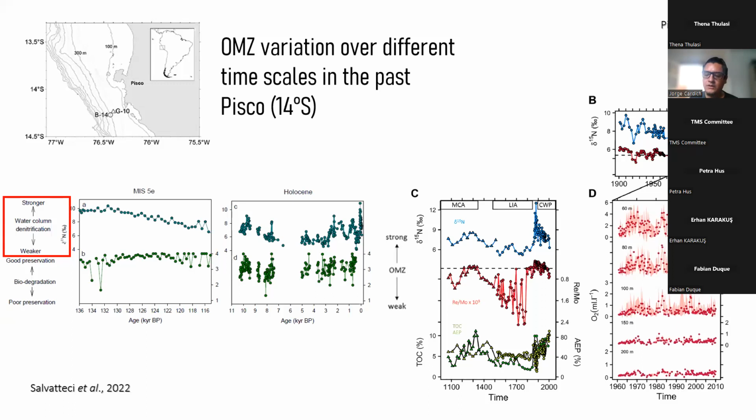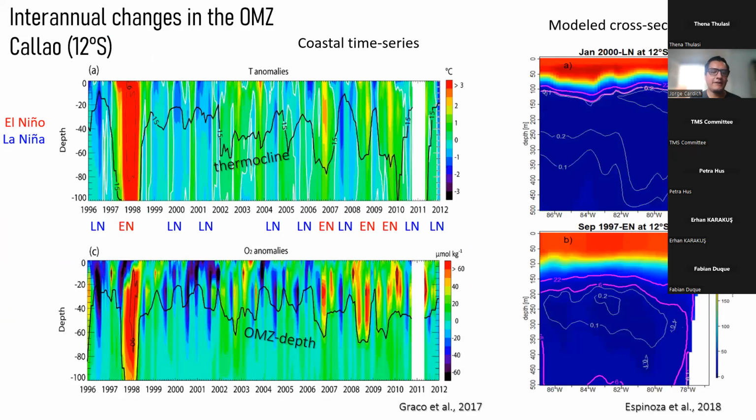trend to oxygenation. It's very slight, but it's present. On a closer time scale, the interannual variability, we have this time series of Callao, at 12 degrees south, where we are subjected, as I said earlier, to the ENSO variability, that is El Niño and La Niña events.